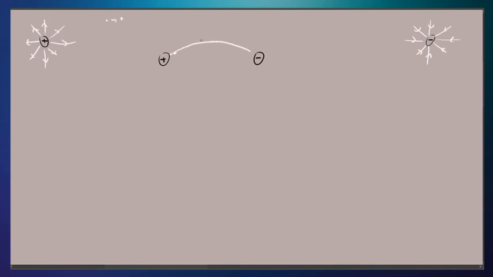It would be a curved path. This would be the path it would take. Now if you were to place this positive charge somewhere here, it would do something similar. It would move away, but it would move away along the curved path and eventually would come around and go to the negative. So this would be the path it would take.